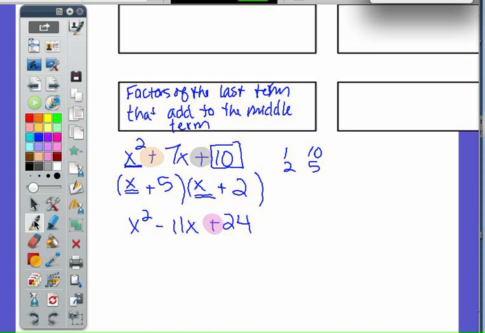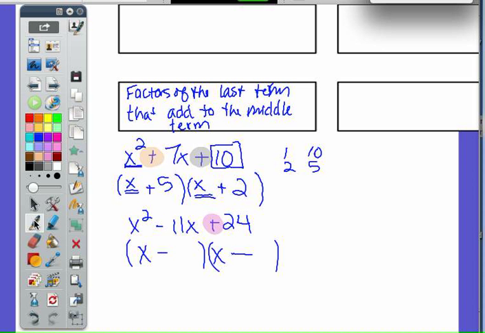2 sets of parentheses. My signs are going to be the same, but they're going to be whatever this first operation is. So Hayden, what's that first operation? Minus. So they're both going to be minus. We know factors of x squared, which are x and x, are going to go there. Now the question I need to ask myself is, what are factors of my last term? So I'm going to say, what are factors of 24 that add up to 11?